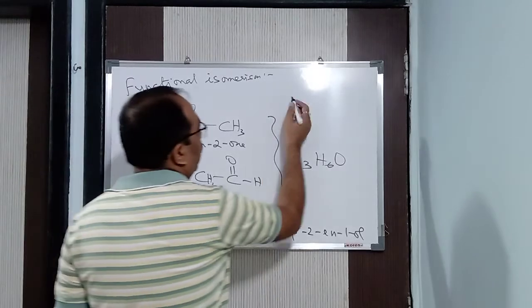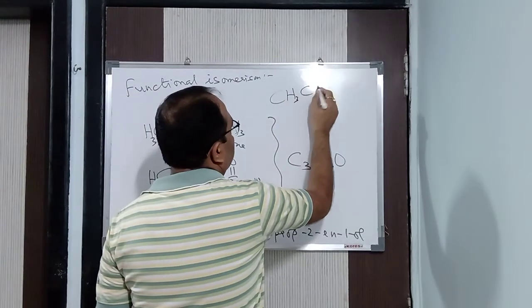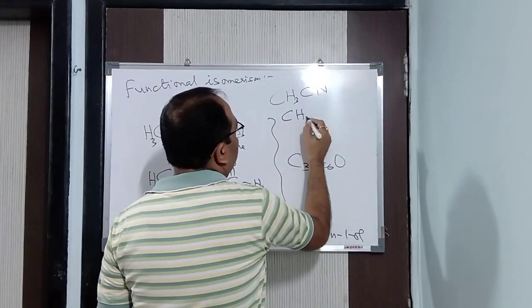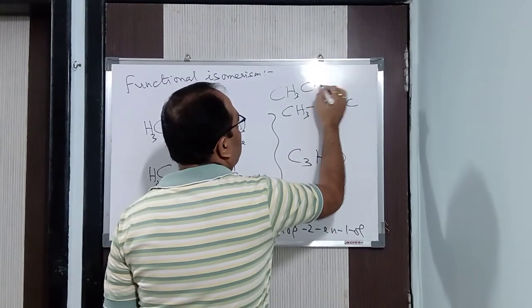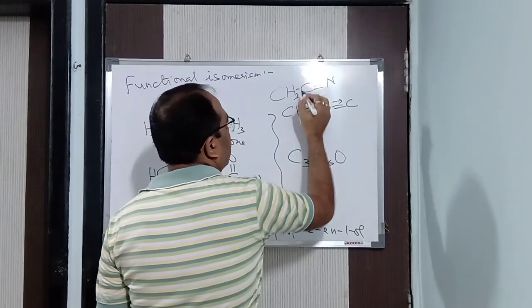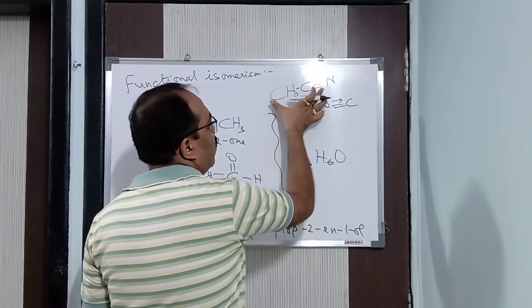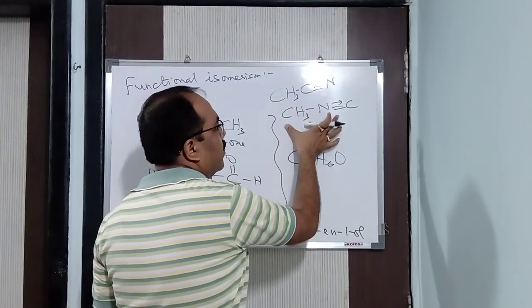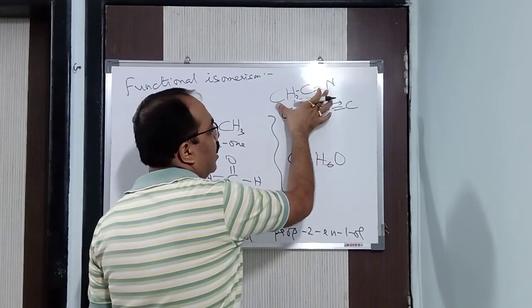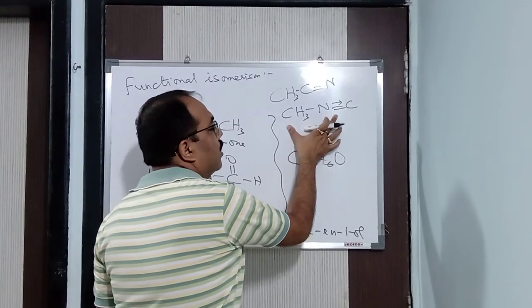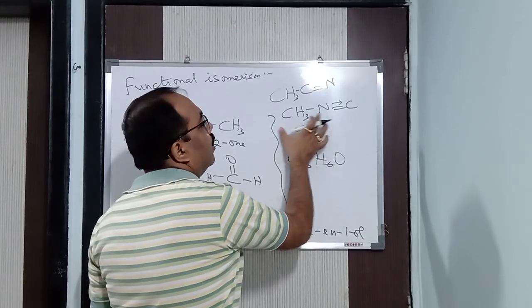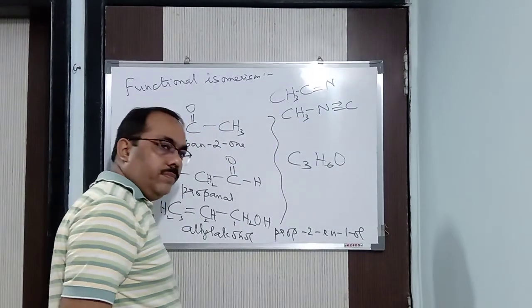Alright, one more example I can give you: CH3CN and CH3NC. This is methyl cyanide and methyl isocyanide, or we can say ethane nitrile, or you can say methyl carbylamine. Clear?